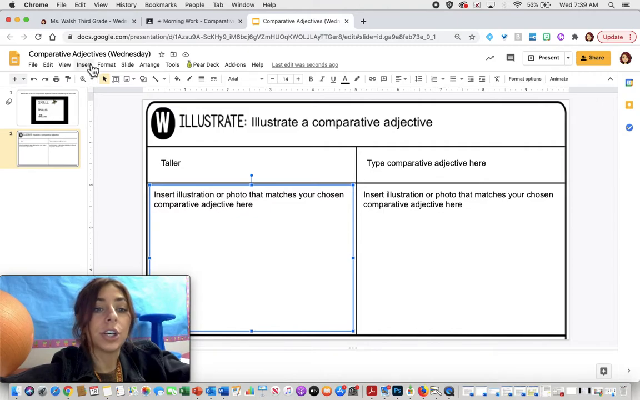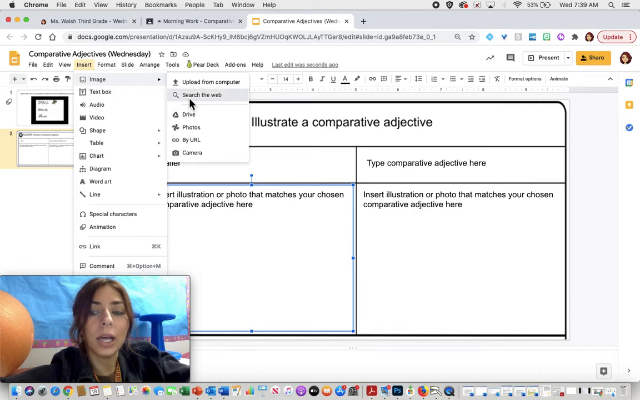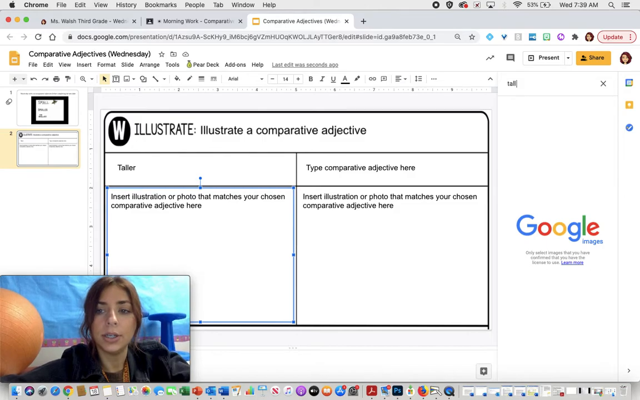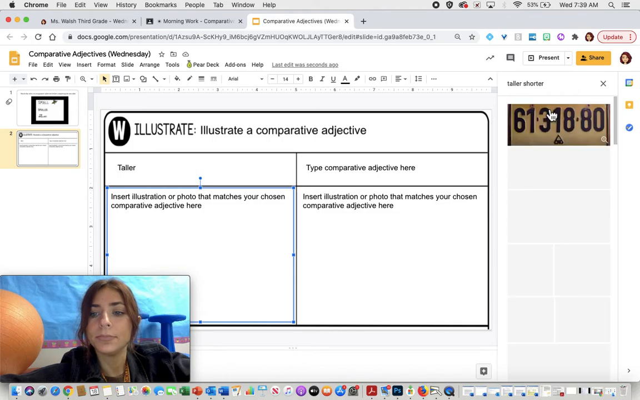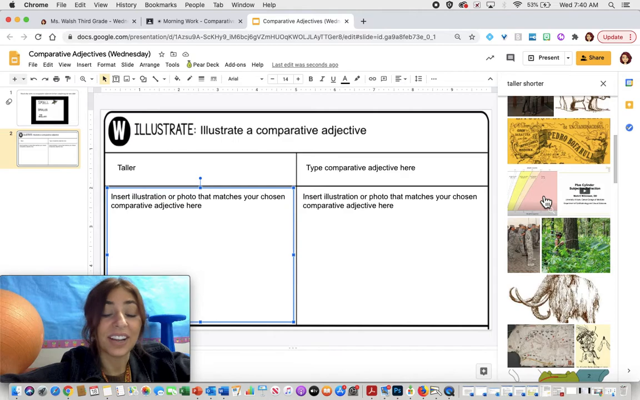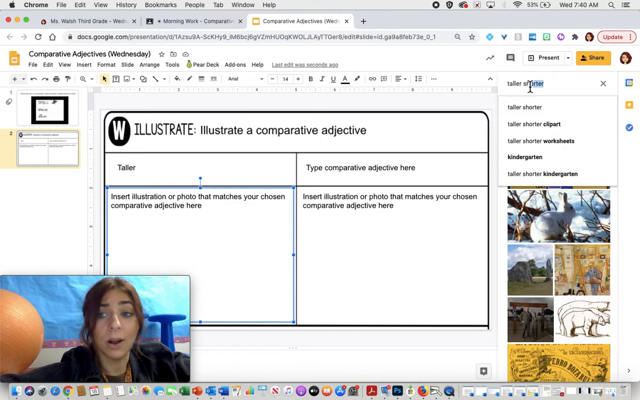So I'm going to go to image, search the web, and try saying taller sibling. Or I even saw it said taller, shorter. Let's try taller, shorter, and see what pops up. That's not really helpful, so I'm going to keep looking and see if I can find anything beneficial. And if not, then you know what? I'm going to just draw a picture.